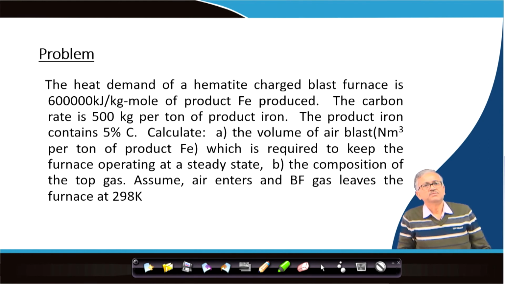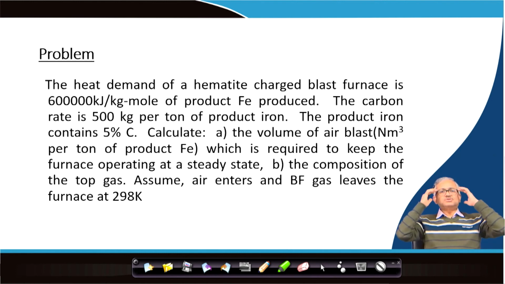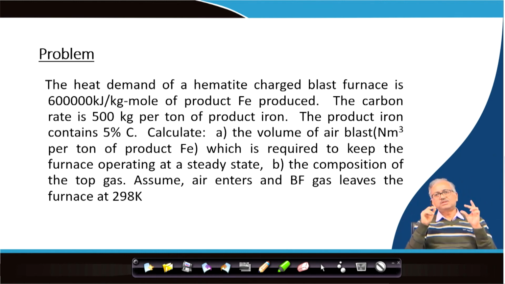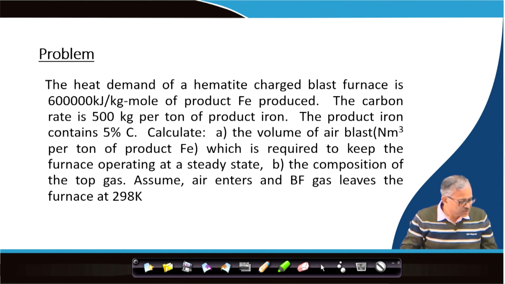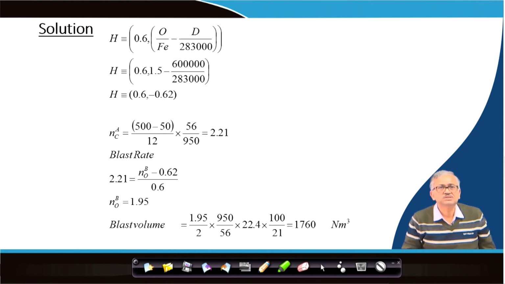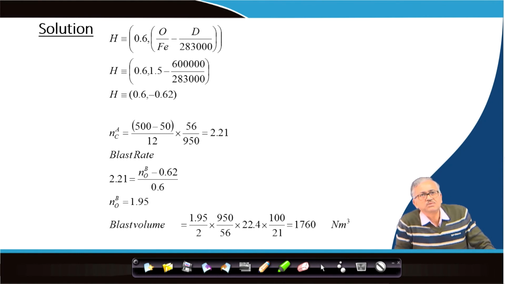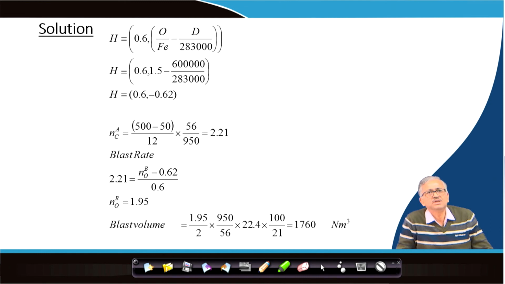So both parameters now you can calculate. Previously, when the oxygen balance was there, two parameters had to be given, then the third parameter you could calculate. Now you are given only the coke rate and you can calculate the exit gas composition and the blast rate. The solution is there already. First you calculate the thermal pinch point. You know the demand, 600,000, you just put it there. So you get the point 0.6 and minus 0.62, this is the thermal pinch point.